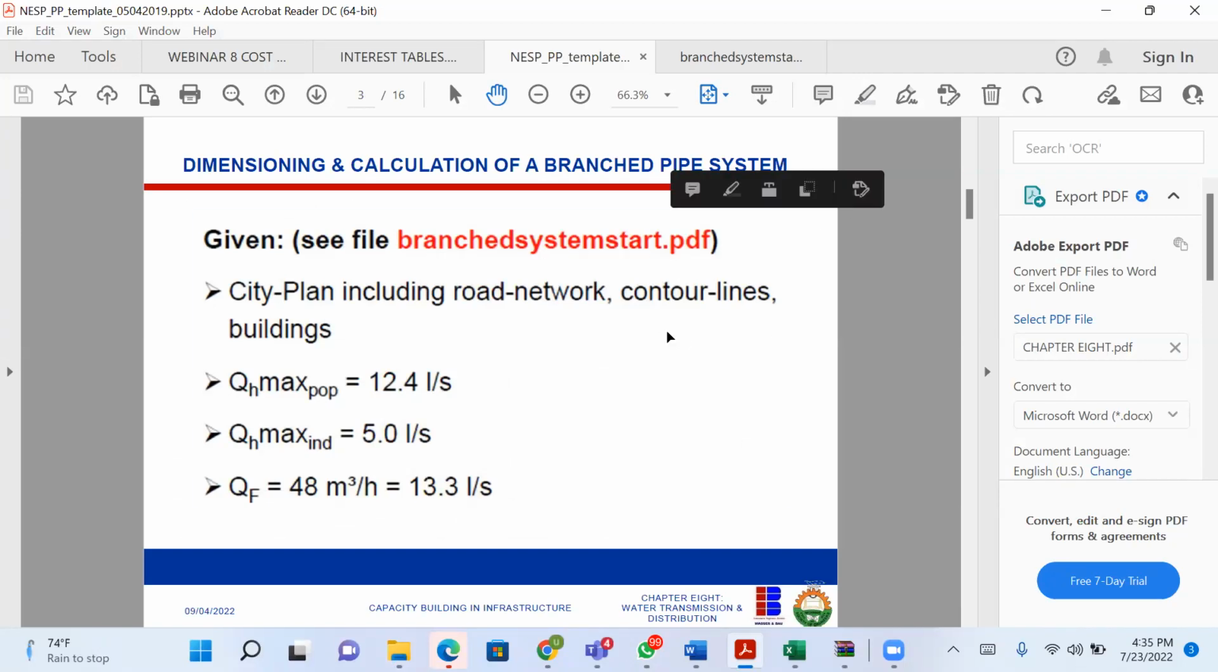This file is called branch system, and these are the basic parameters we're going to be using. It's a city plan, including road network, contour lines, buildings. The maximum discharge for the population is 12.4. How do we get this 12.4? Let me give you an instance now.